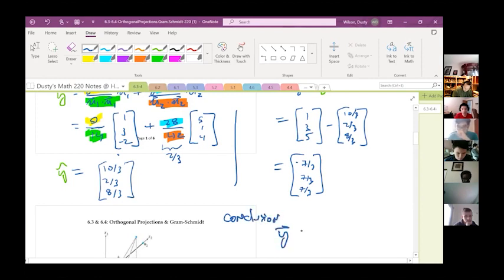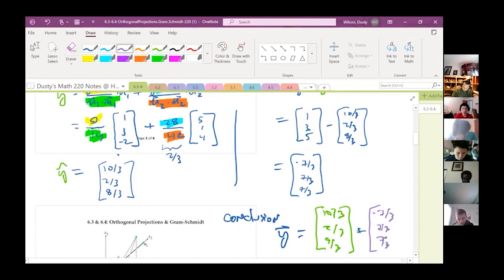So we've got our y is equal to the green vector 10/3, 2/3, 8/3, plus, I think the other one was purple, minus 7/3, 7/3, 7/3. Something like that.